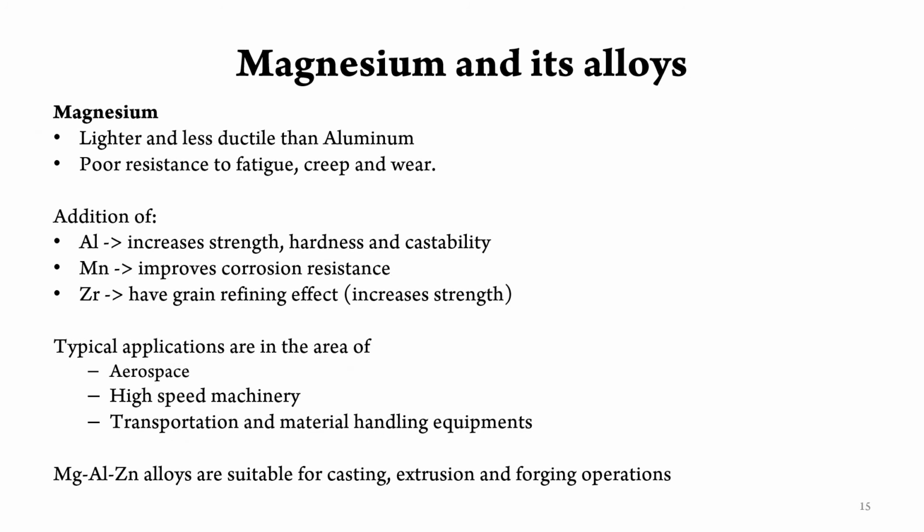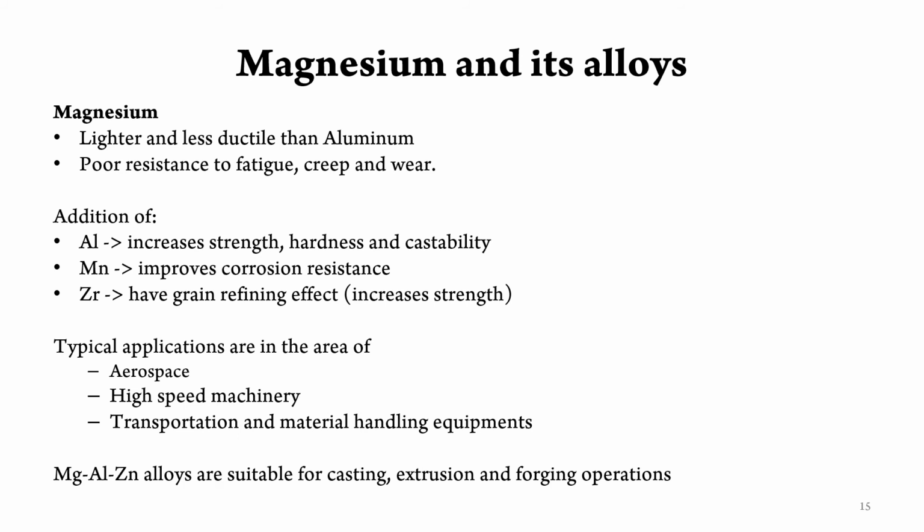Next we have magnesium and its alloys. So magnesium is generally lighter and less ductile than aluminum. It has poor resistance to fatigue, creep and wear. So the common alloying elements that are added to magnesium are aluminum, manganese and zirconium.